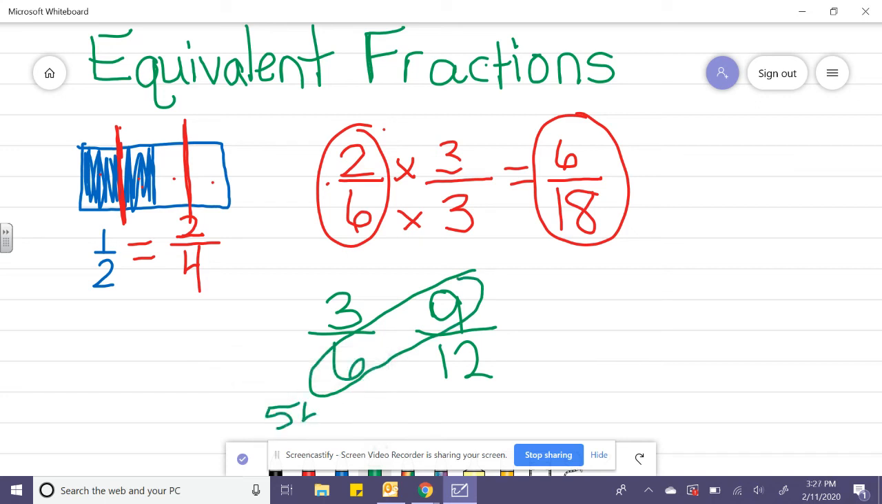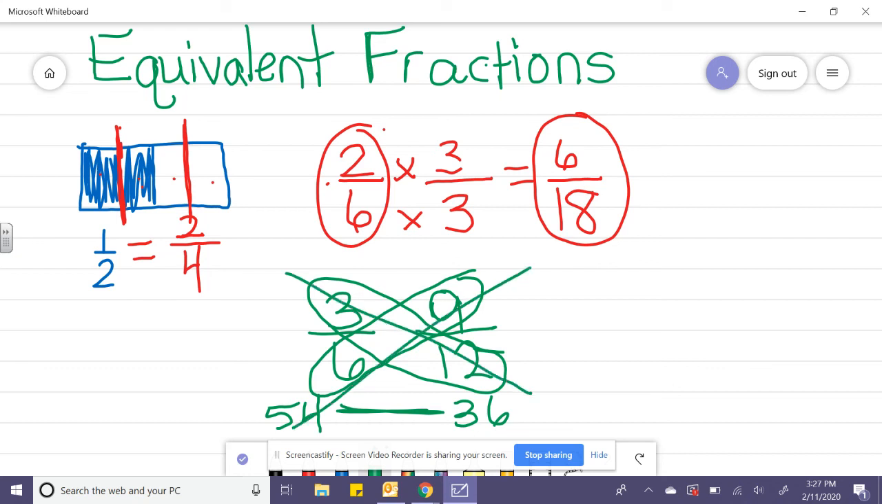6 times 9 is 54. And then multiply your other diagonals. 3 times 12 is 36. These two numbers are not the same, so this is not an equivalent fraction.